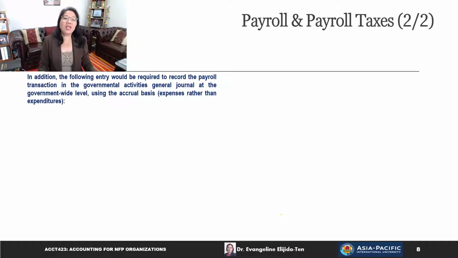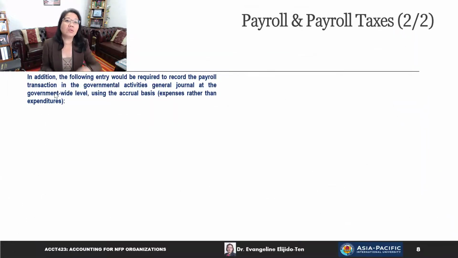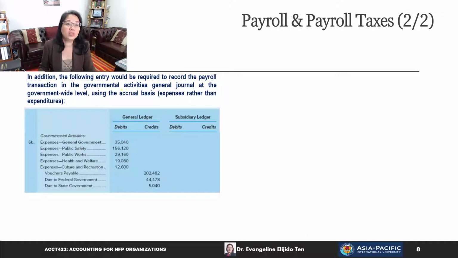Okay. Now, in addition, the following entry would be required to record the payroll transaction in the Governmental Activities General Journal. Notice that this entry 6A that we did is from the General Fund. So in the governmental activities, which uses accrual basis, our entry would be to debit expenses in the general government, 35,040.